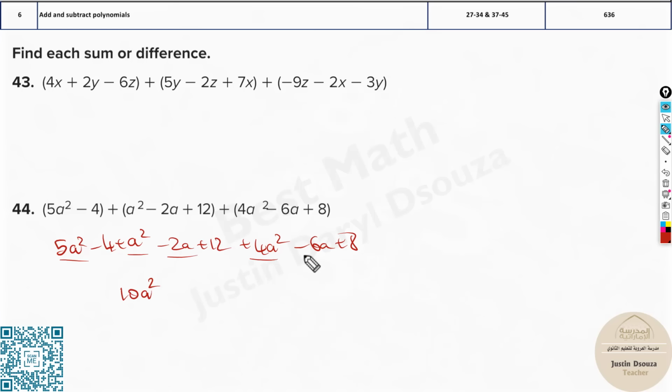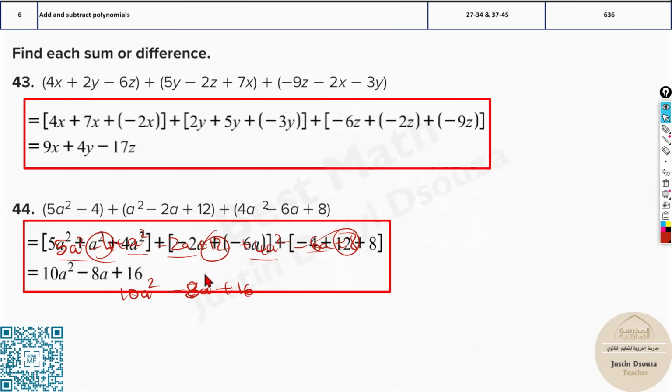And what are a terms? There are two a terms, that is minus 2a and it's minus 6a, because minus 2 minus 6 will be minus 8a. What about the numbers? Minus 4, 12, it will be 8 over here, plus 8, it's 16. So that's the answer. So we can leave it over there. You don't need to simplify, I believe. Yeah, that's it. That is the answer.